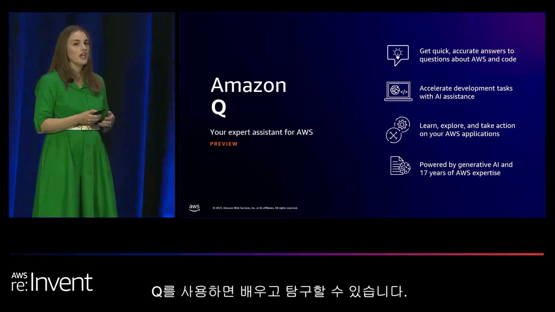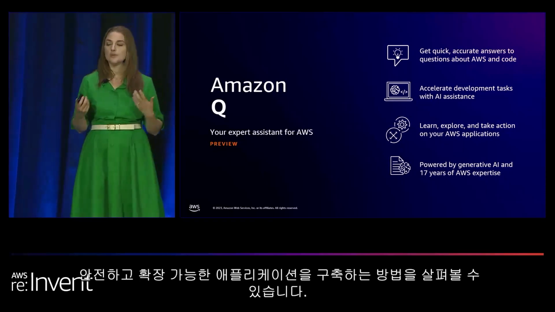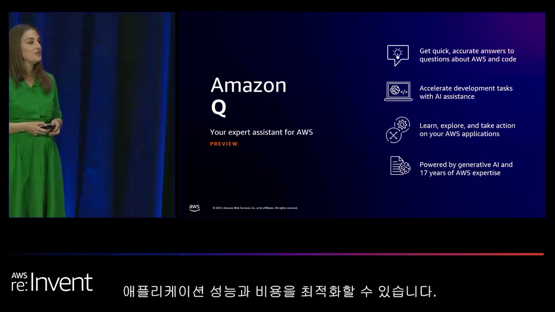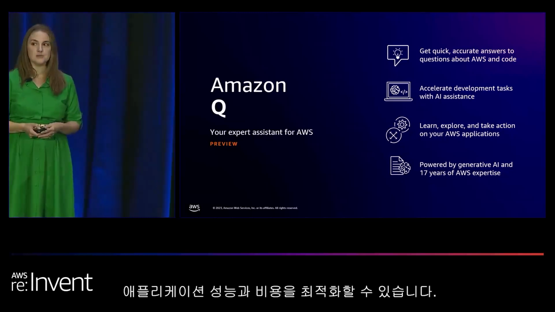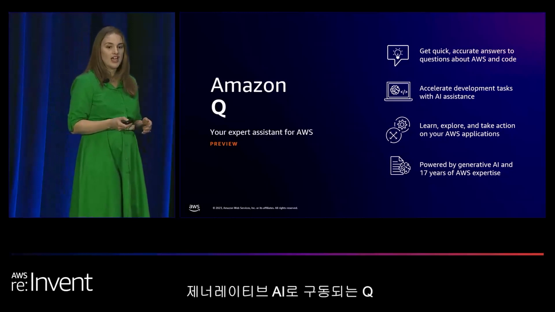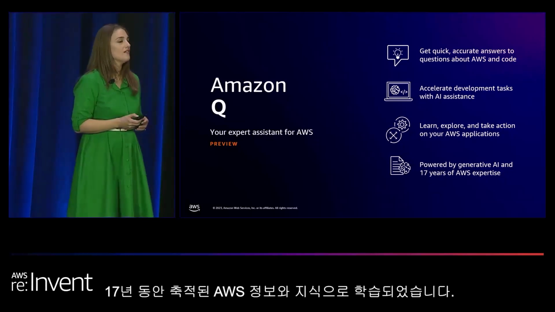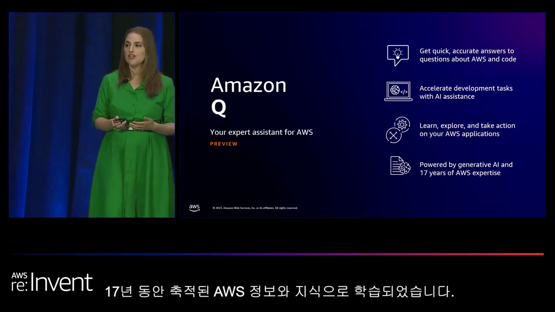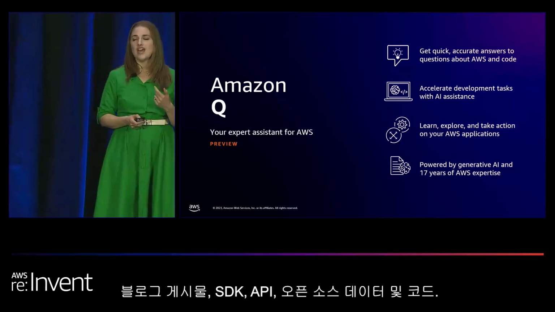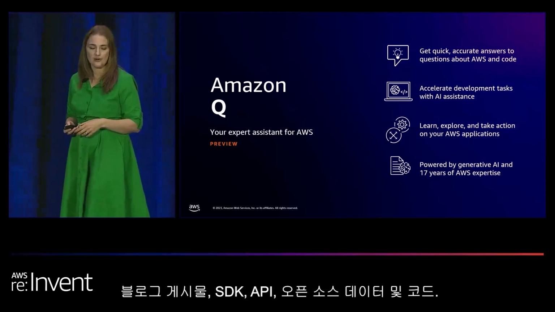And with Q, you can learn, you can explore how to get started, you can explore how to build secure and scalable applications, and you can optimize your application performance and spend. Q is powered by generative AI, and it's been trained on 17 years worth of AWS information and knowledge. So it's trained on AWS documentation, blog posts, SDKs, APIs, as well as open source data and code.